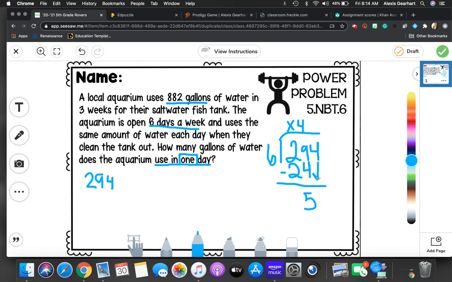Now I have to bring down the next digit, which is a 4. 6 goes into 54 9 times. 9 times 6 is 54. And 54 minus 54 is 0. So the aquarium uses 49 gallons of water in one day.